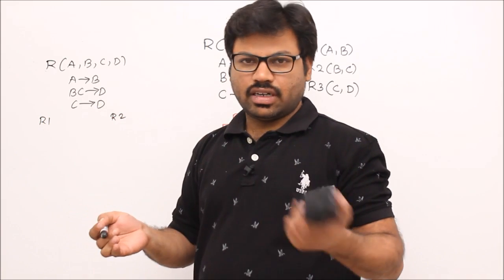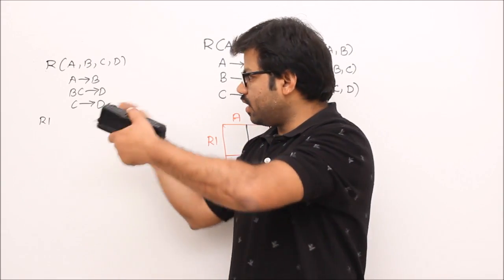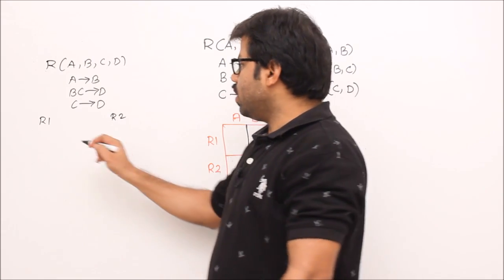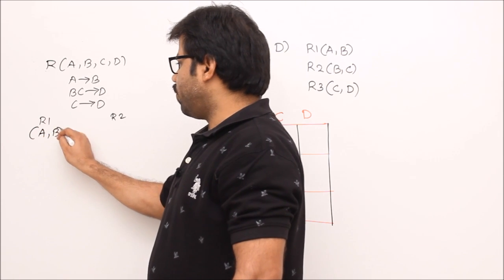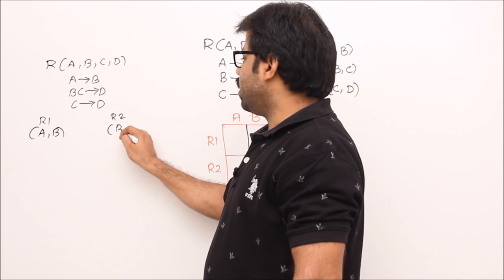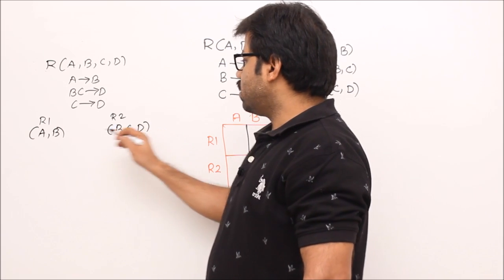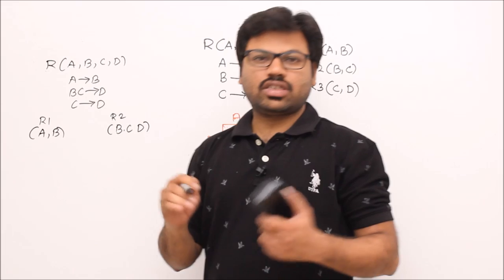We don't know the reason. That algorithm, the decomposition algorithm, is dividing the tables like this. One is R1 with AB, doesn't matter for us. Second one, let's say BCD. Now the question: is such a decomposition lossless or not?